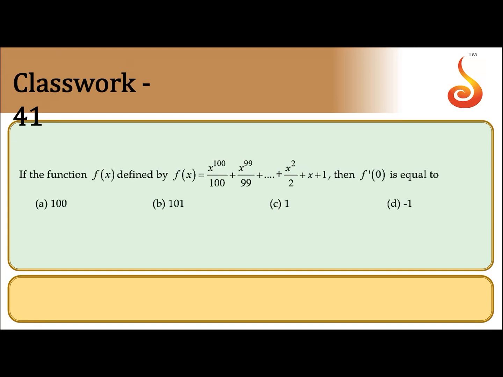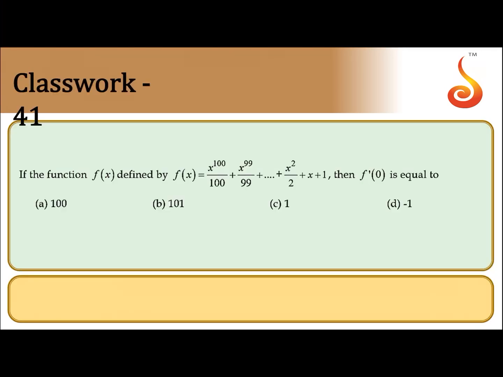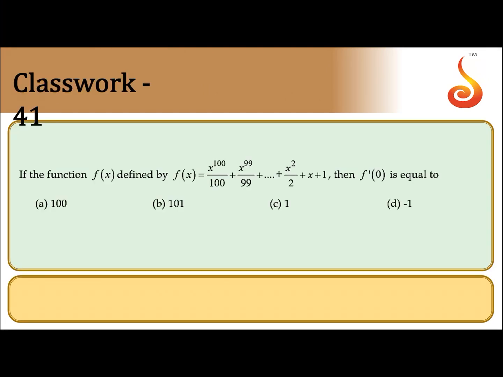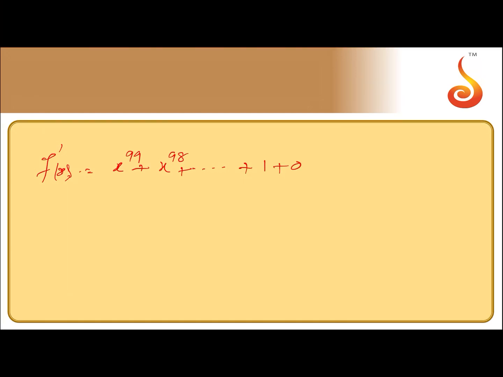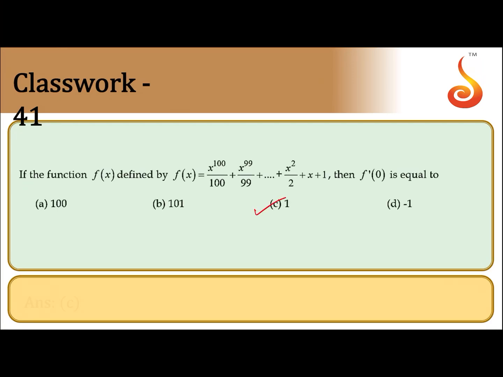Coming to next, 41. f of x is equal to x to the power of 4. So clearly you can see that when you find the derivative, f dash of x will be equal to x power 99, x to the power of 98, x to the power of 97 and so on. Lastly, you'll be getting the derivative of x as 1 plus 0. And you are required to find the value at point x equals 0. Substituting 0, you'll be getting only 1. So the answer is equal to 1.